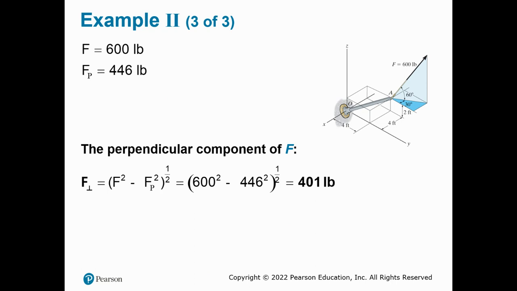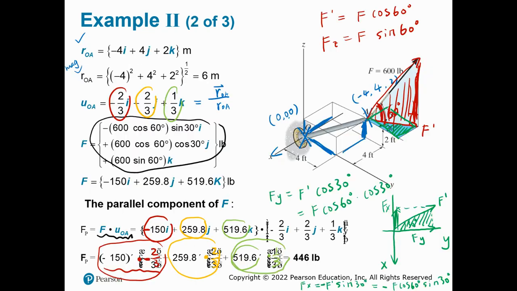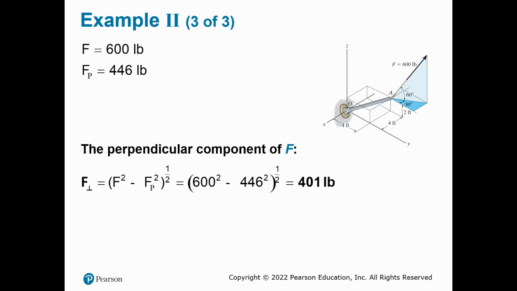So overall, you have your F 600, and you also have the F parallel being 446 from the previous slide. And we're going to use the Pythagorean theorem backwards to find out the F perpendicular, which comes out to be 401 pounds.